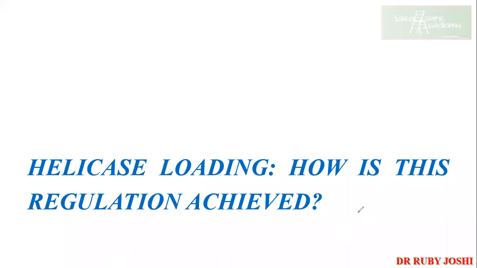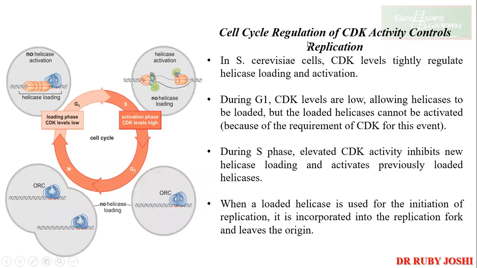So helicase loading, how is this regulation achieved? Just now we're going to discuss how the regulation is achieved. The cell cycle regulation of CDK activity controls the replication. Already we know this. In the case of Saccharomyces cerevisiae, CDK levels tightly regulate helicase loading and activation. As I mentioned before, much of the information about eukaryotic replication we are getting from the yeast, Saccharomyces cerevisiae.